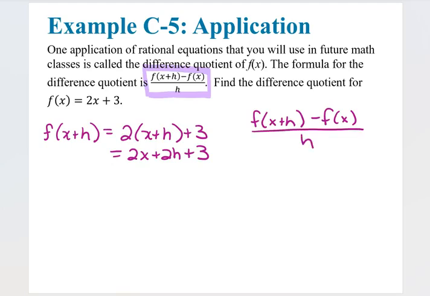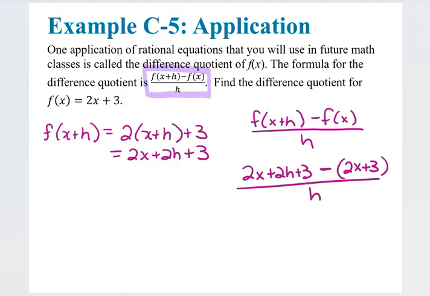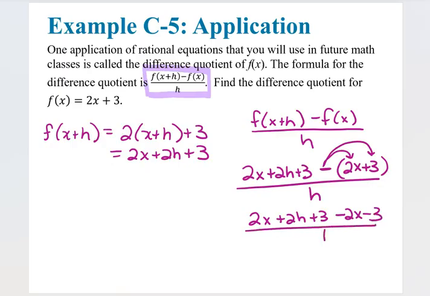So f of x plus h is 2x plus 2h plus 3. And we're going to subtract the whole function f of x, which is 2x plus 3. So we're going to subtract all of that, and then we're going to divide it by h. So notice I can distribute that negative sign. So my numerator is going to become 2x plus 2h plus 3 minus 2x minus 3, all over h.